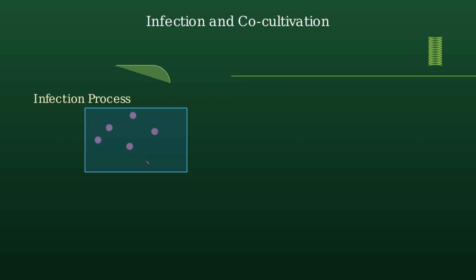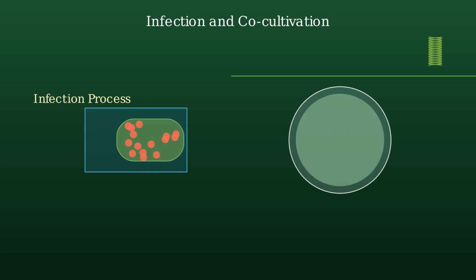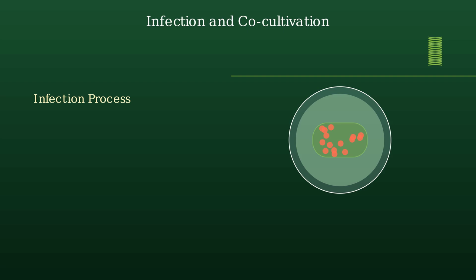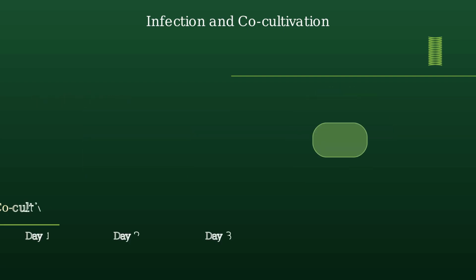Section 11. Infection and co-cultivation. The infection process begins by immersing plant explants in an Agrobacterium suspension. The bacteria surround and attach to the plant tissue, initiating the gene transfer process. After infection, the explants are transferred to co-cultivation media without any selection agents. Co-cultivation typically lasts for 2 to 3 days. During this critical period, Agrobacterium transfers its T-DNA into the plant cells.